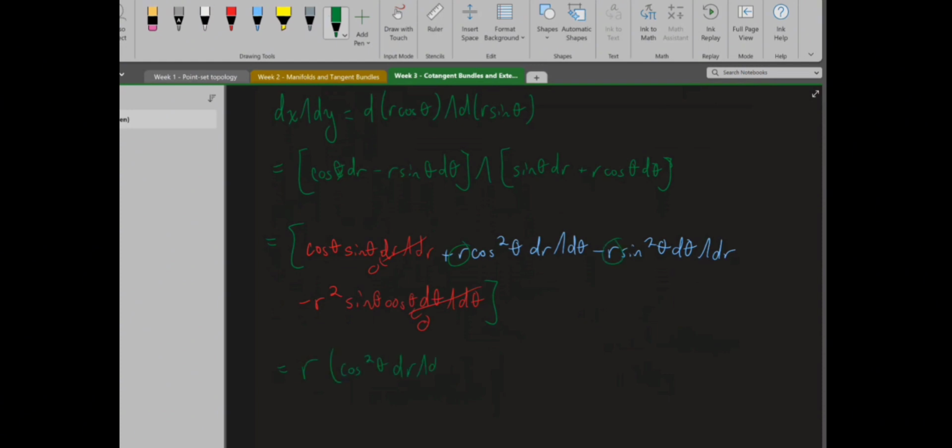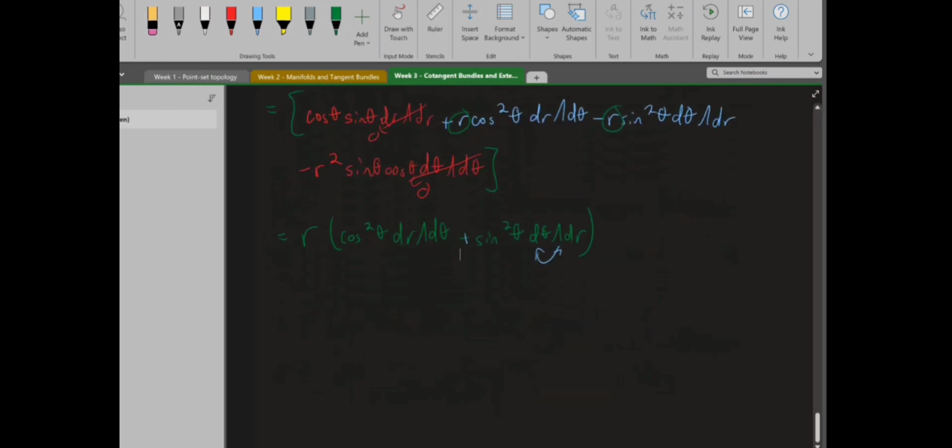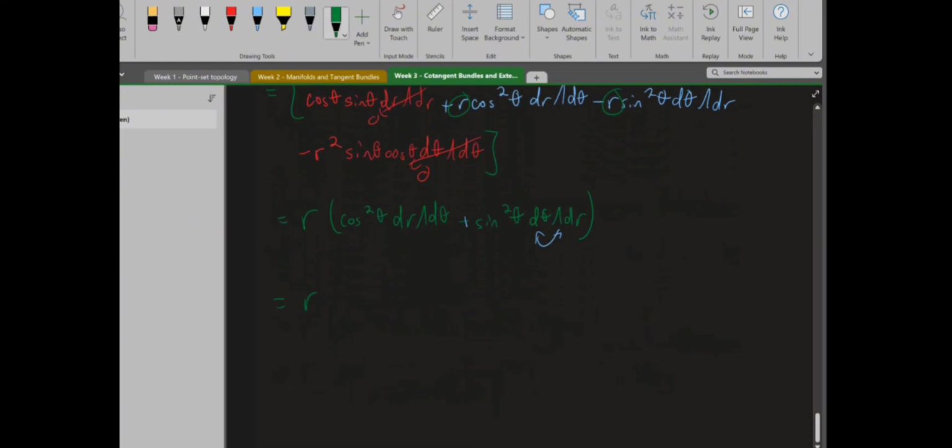Cosine squared theta, dr wedge d theta, minus sine squared theta, d theta wedge dr. Anti-commute these. Factor that out, and you get r times cosine squared plus sine squared theta, dr wedge d theta, equals r, since this is 1, dr wedge d theta, and you're done.